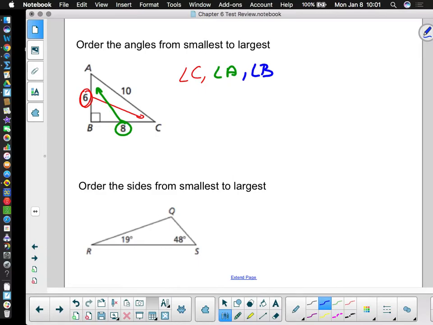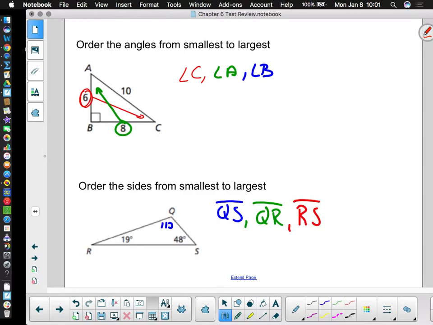How about here? The angles are given, well, two of the three. The third one we could quickly get is 113. Okay? What does the shortest side have to be? And it should be fairly obvious. QS is the shortest. Okay? What's the next longest side? QR. And the longest side is RS.